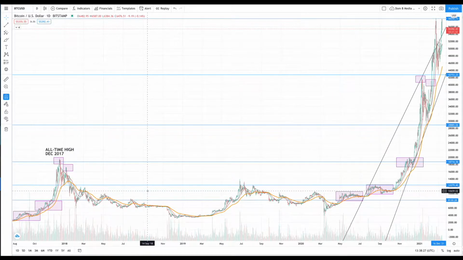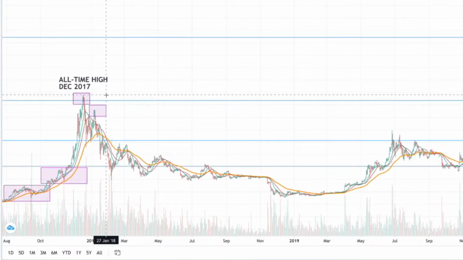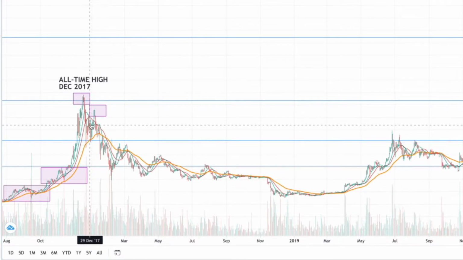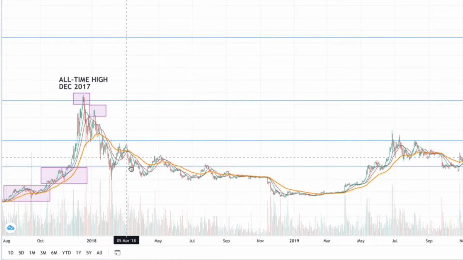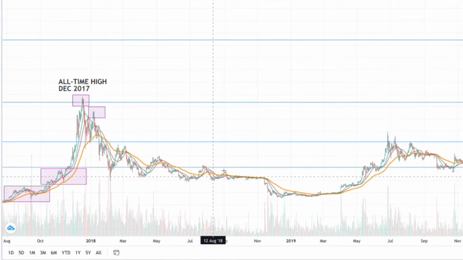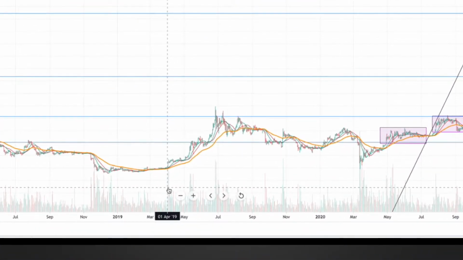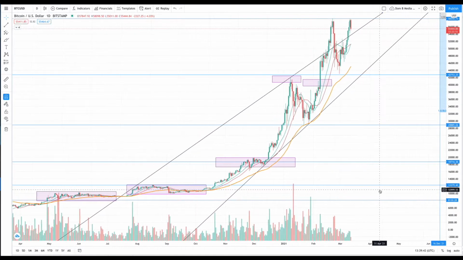So back in December 2017, we had an all-time high of around about 20,000. The price came all the way up, reached 20,000, and then we had a big pullback, crashed out, dropped below the moving average, and then ranged for a number of months, pushing higher in April of 2019. We'll zoom out and we'll bring ourselves back up to the current prices.